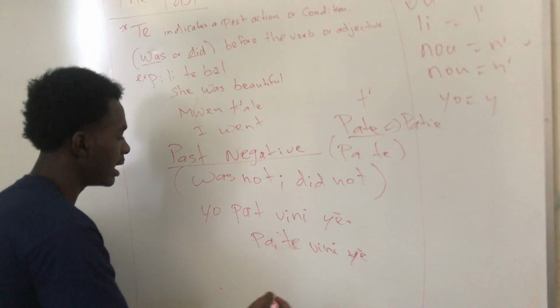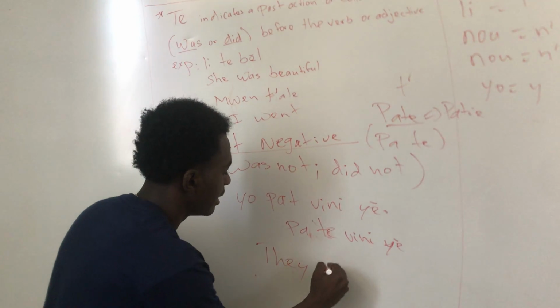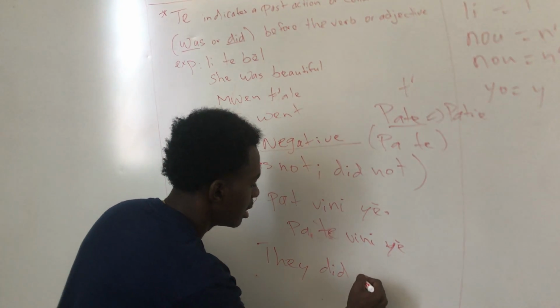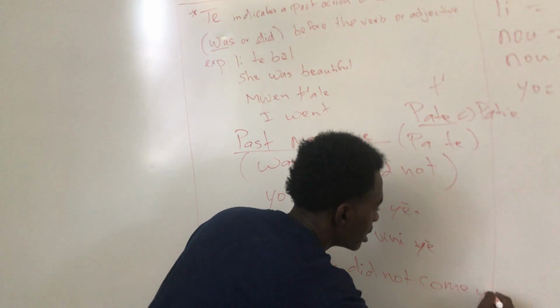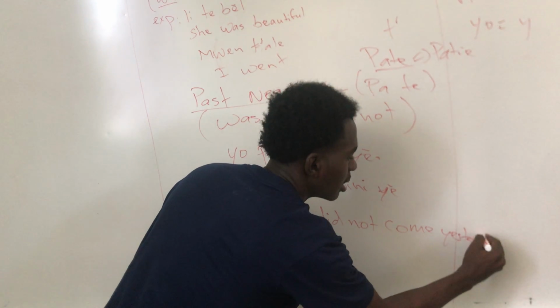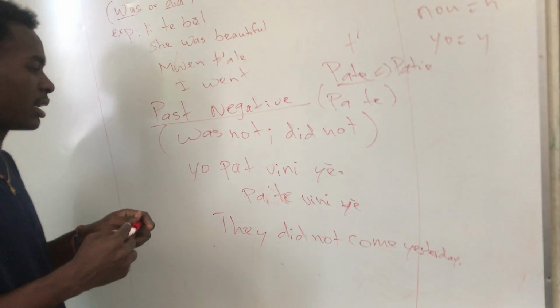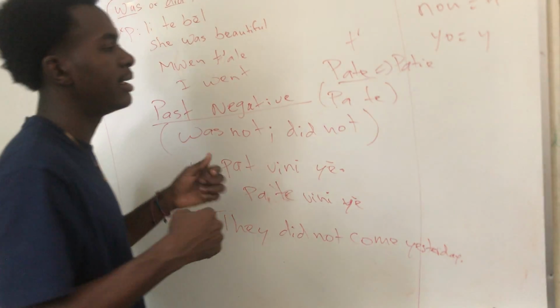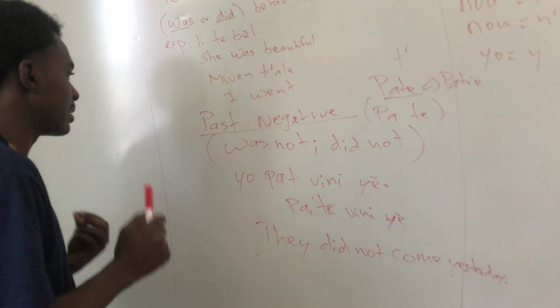Yo pat vini yè is translated to: they did not come yesterday. They did not come yesterday. Yo pa ti vini yè, or yo pat vini yè, it's the same.